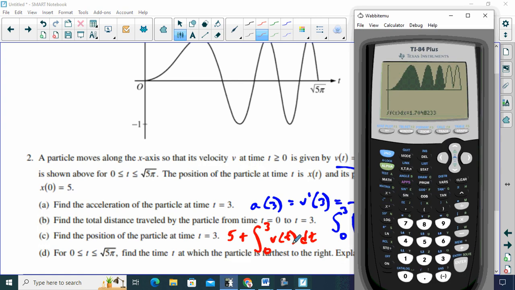We do not want to graph the absolute value this time. So y1 graph on, y2 graph off, calculate the integral from 0 to 3. 0.774 plus the 5 gives us 5.774.